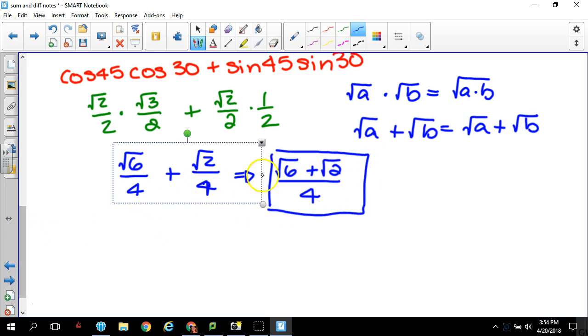Now you could enter this whole thing into your calculator, square root 6 plus square root 2, and then divide the whole answer by 4. And whatever you get when you enter cosine 15, as long as your calculator is in degrees mode, it will match that.